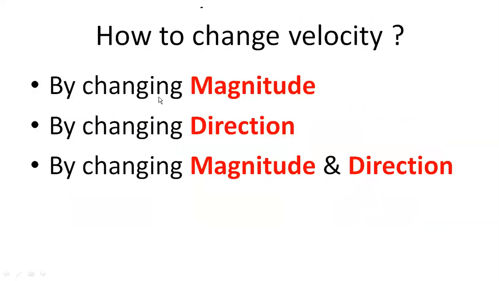So our final conclusion is: how to change velocity? By changing magnitude, or by changing direction, or by changing both. You can change both or just one of the things. Even if one of these values changes, velocity will change. If magnitude changes, velocity will change. If direction changes, then also velocity changes. That is the simple conclusion of this subtopic.